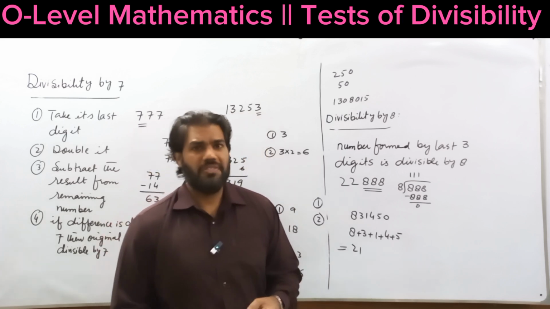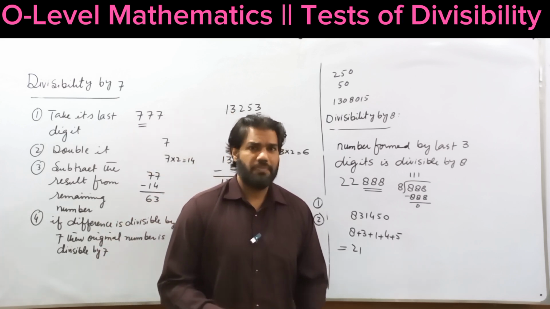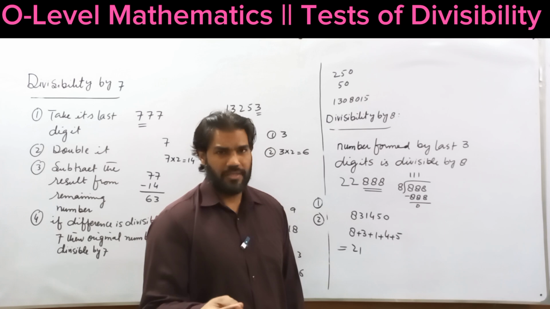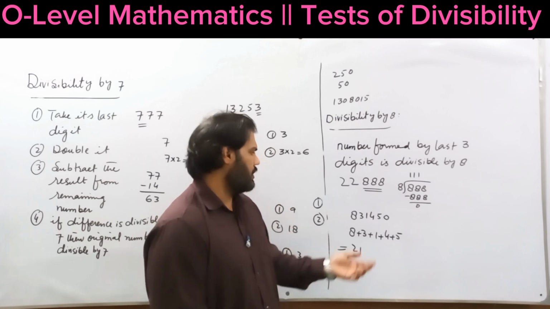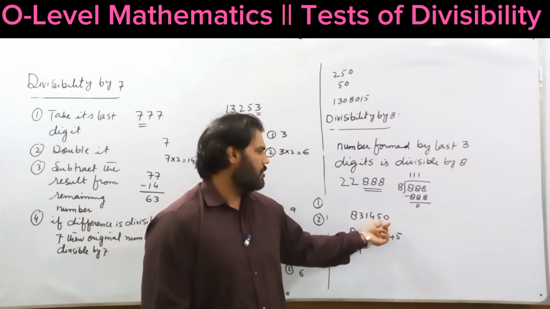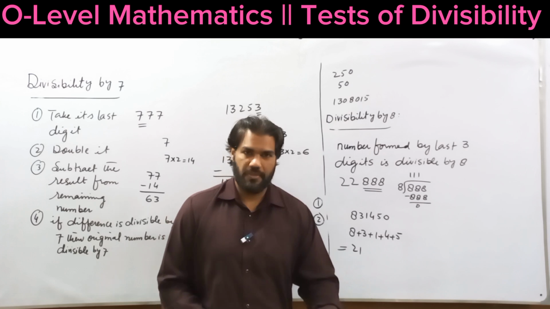Next, divisibility by 10. Very simple. If the last digit is 0, then the number is divisible by 10. As this number has a last digit 0, this number is completely divisible by 10.